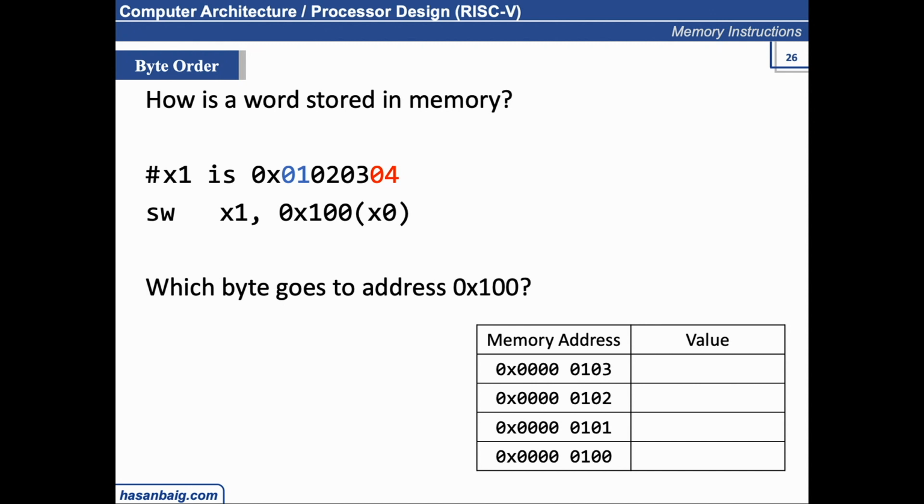So which byte, 0, 1? Okay, let's only focus on 0, 1 or 0, 4. Where are they going to be stored? At the first location or the last location?